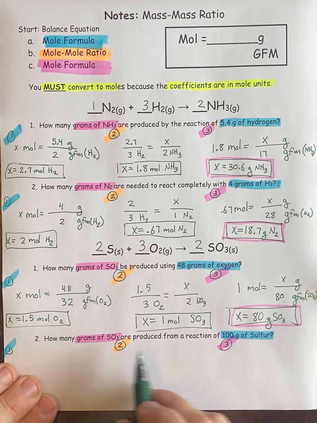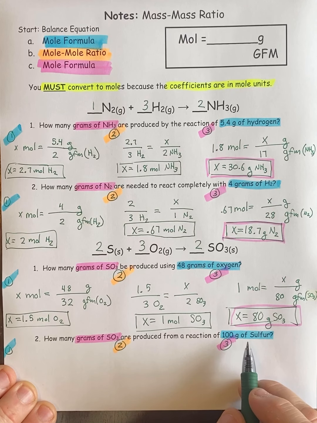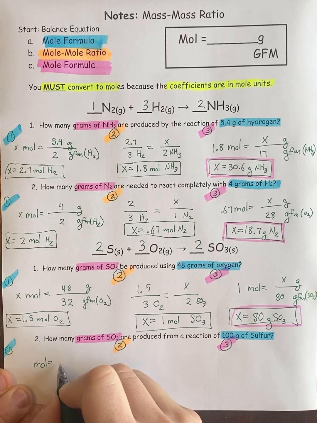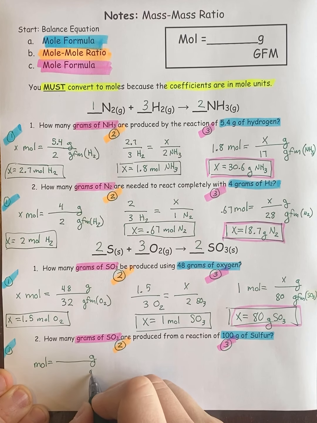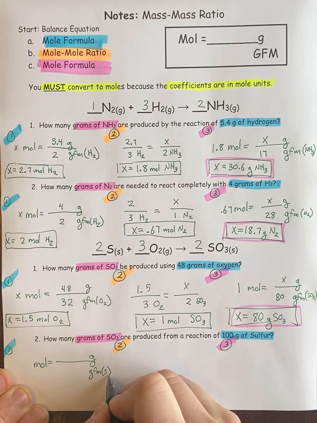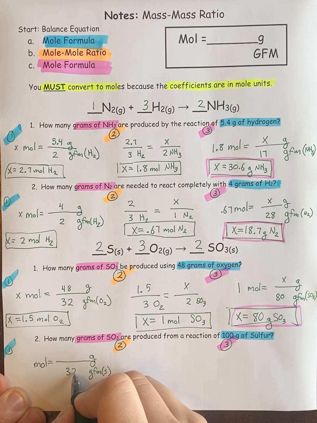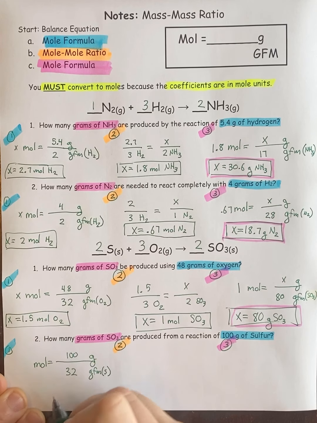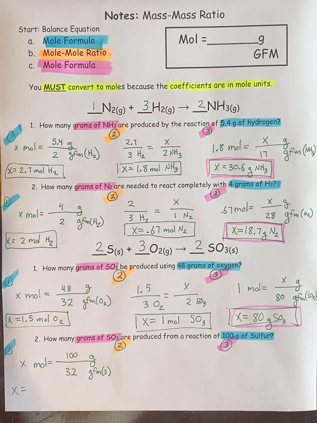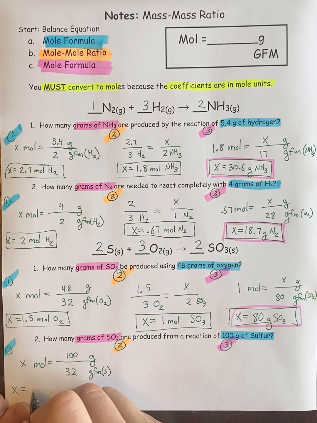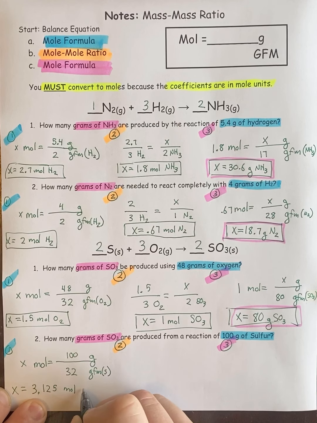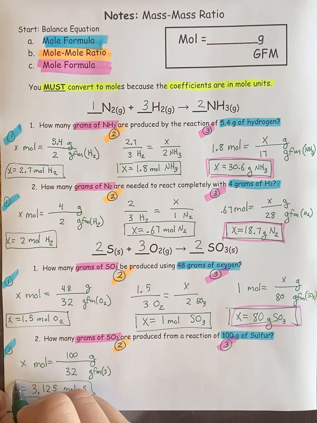All right, last one. They want SO3 again, but in this case, they give you 100 grams of just sulfur, which is just S. So the GFM of sulfur is just S, which is 32. They give me 100 grams. I solve for moles. 3.125 moles of S. There's step 1.